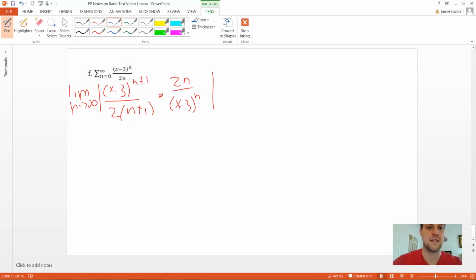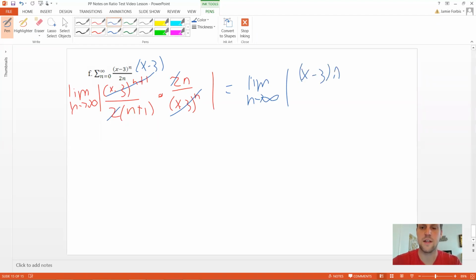We're going to simplify everything down like we usually do and solve this. So the 2's cancel. The x minus 3 to the n and the x minus 3 to the n cancel, and I'm left with x minus 3. You see how very procedural it becomes. We got the limit as n is approaching infinity. On top, we're left with x minus 3 n. On bottom, we're left with n plus 1.